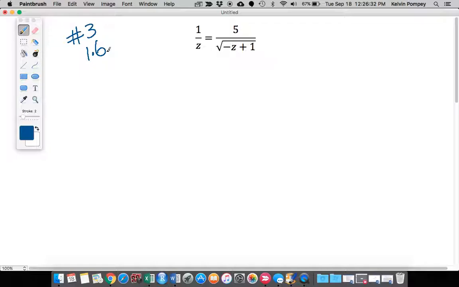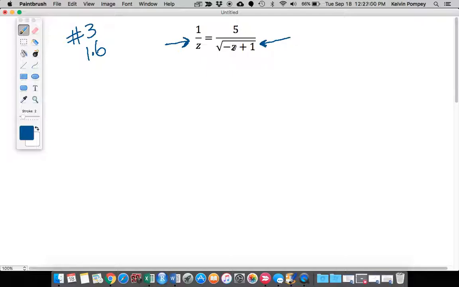But this example is 1 over z equals 5 over the square root of negative z plus 1. And we want to solve for z. Remember, when we're solving these miscellaneous equations, we have to isolate the variable. Meaning we got to figure out ways we can mathematically undo some of the things that are done to z. For instance, right here, we see that z is in a denominator, so we need to find a way to remove it from a denominator. And not only over here is it in a denominator, but it's under a radical.